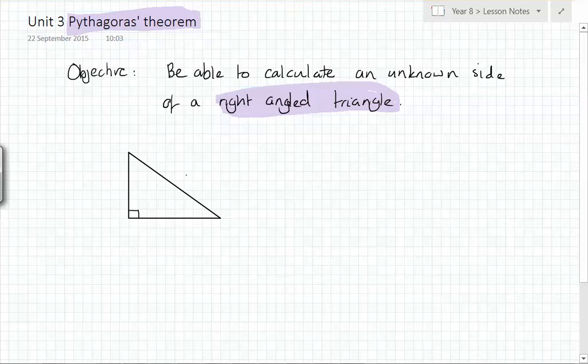Because we have certain sides. Now this side has a name, and it is called the hypotenuse. The hypotenuse is always the longest side, opposite the right angle, and we give that the letter C. The other two sides, adjacent to the right angle, are A and B. It doesn't matter which way round it is, okay? They just are.